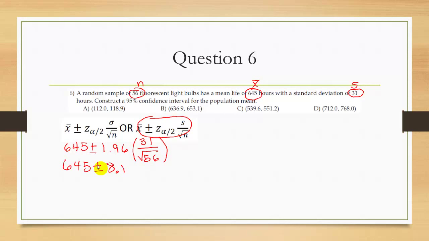All right, let's see, 645 minus 8.1. I like to do the subtraction first. So that gives me 636.9. And then we have 645 plus 8.1, which gives me 653.1. So that's our answer, and that matches up with answer B.